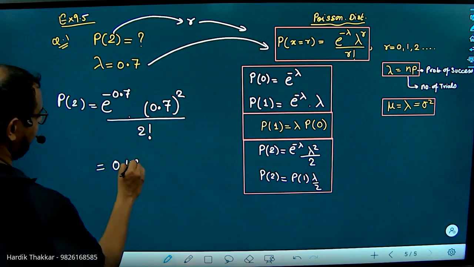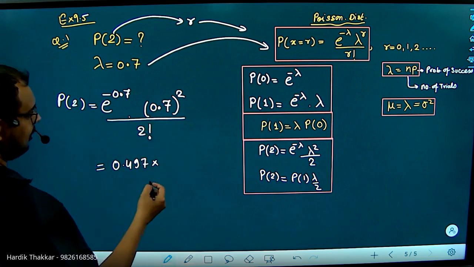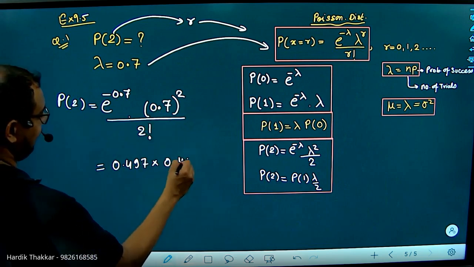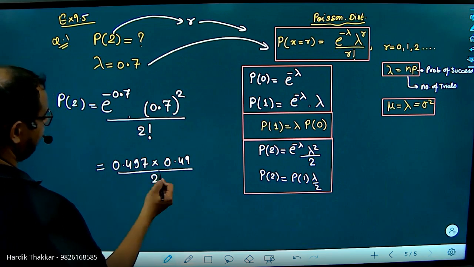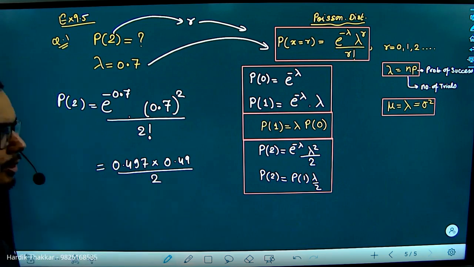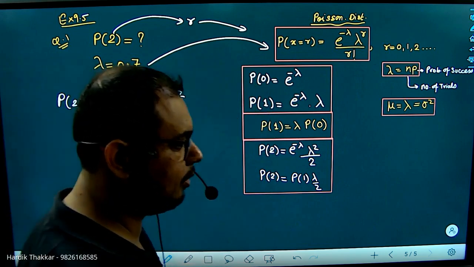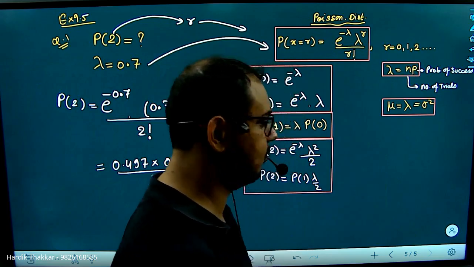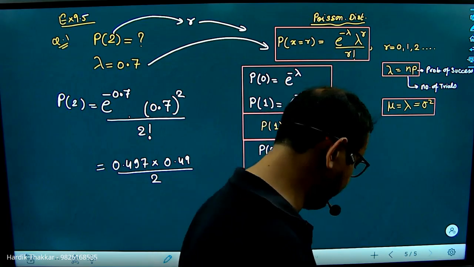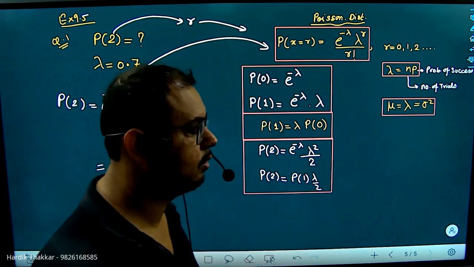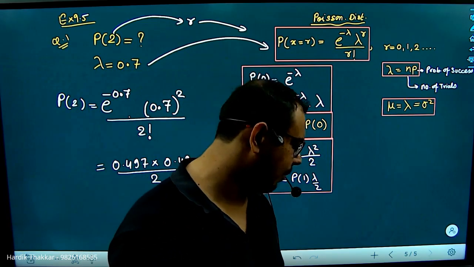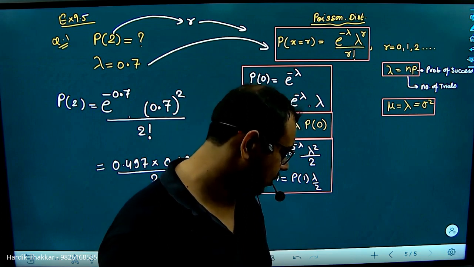So 0.497, and the square of 0.7 will be 0.49, divided by 2 factorial, which is 2. Now some calculation is required here. So just multiply the two terms in the numerator and divide by 2. So that will be 0.1218. Now check the answer. Do we have to take 2 decimal places, 3, or 4? Up to 4 is not required. Maximum we can take up to 3.